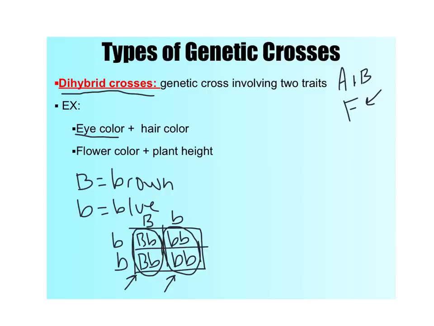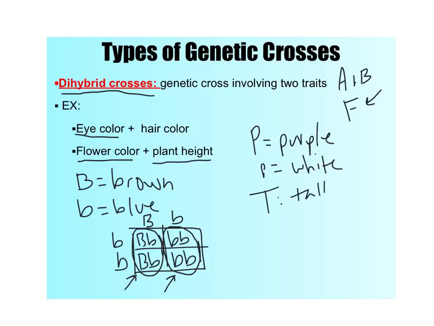So for example, you might be looking at flower color, which would be easy, that'd be a monohybrid, four squares, but at the same time, we're going to look at plant height. So now we're not going to have two letters for our genotypes, like big B, little b. Now we're going to have four letters. So it could be big P equals purple, little p equals white. That's easy. But we're also going to do plant height. So it might be big T equals tall, and little t equals short.